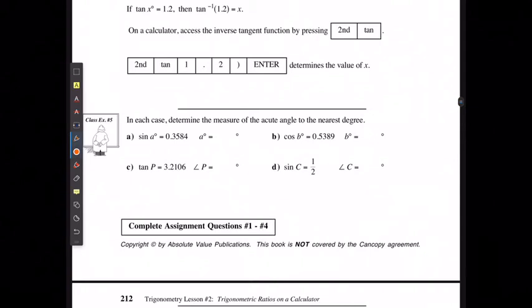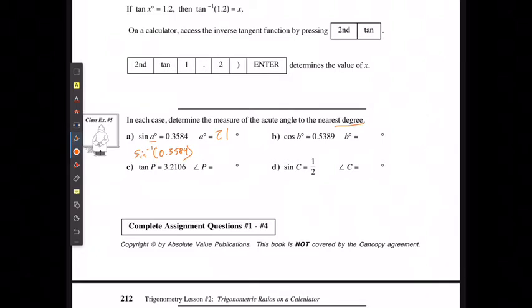So in this case, if I said that sine angle A was equal to 0.3584, then A is going to equal sine to the negative 1 of 0.3584. In this case, to the nearest whole degree, that's going to be 21 degrees.